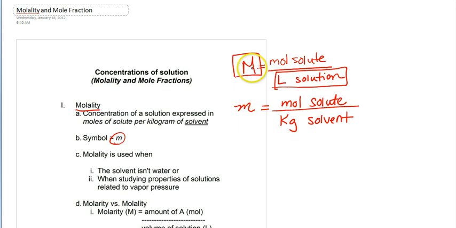So molarity is one thing, molality is another. Don't confuse the two. And why do we use molality? Typically, not all the time, but typically we talk about molality when water is not the solvent and you have some other solvent, an alcohol, something like that. And also when studying properties of solutions related to vapor pressure. This is going to be a huge component next week when we start talking about colligative properties. So this is kind of like learning your ABCs before you move on to learn words. You need to know molality before you can do anything more with it.